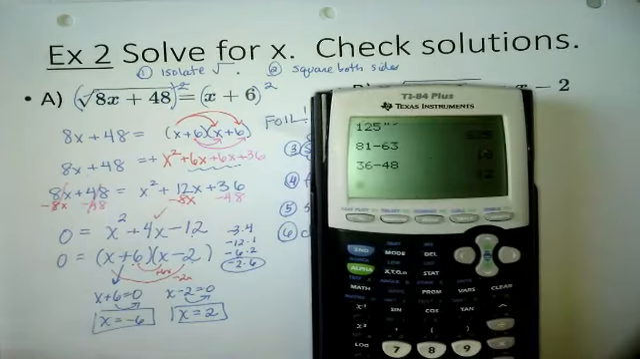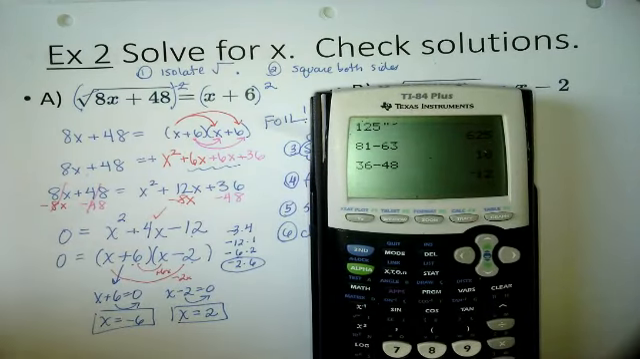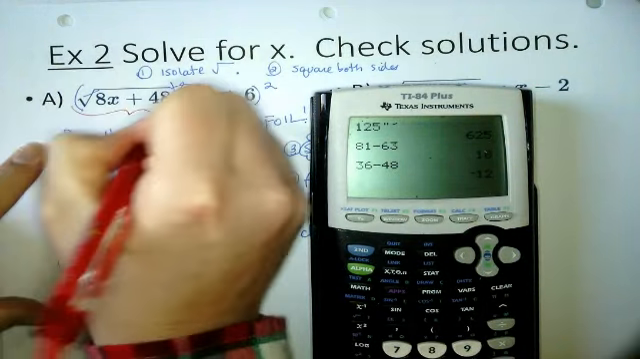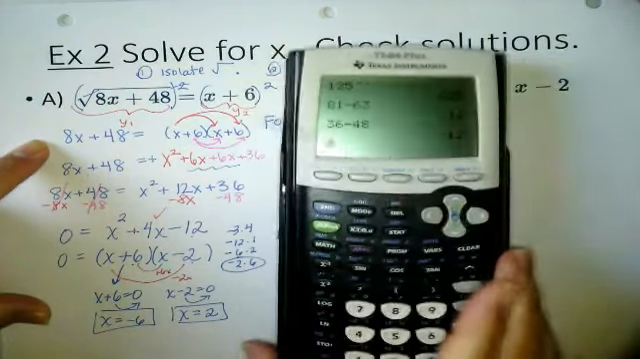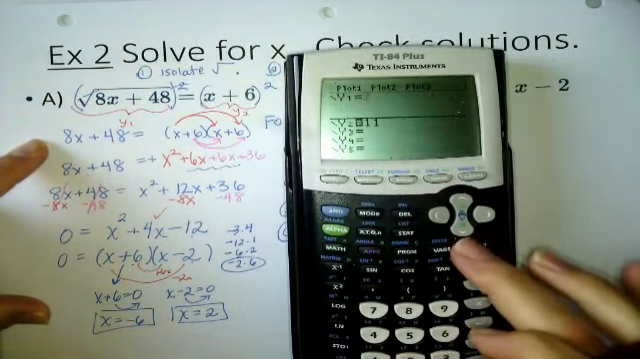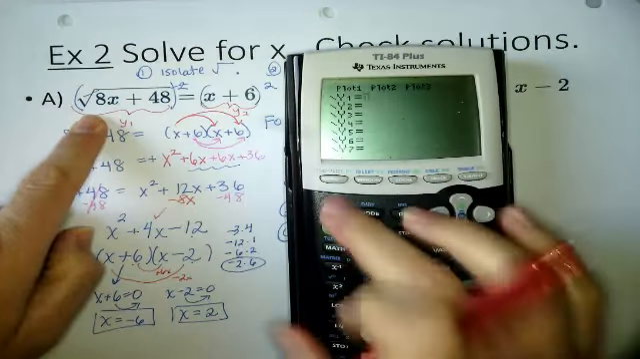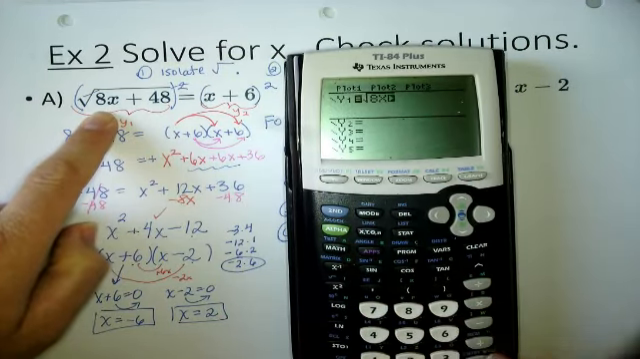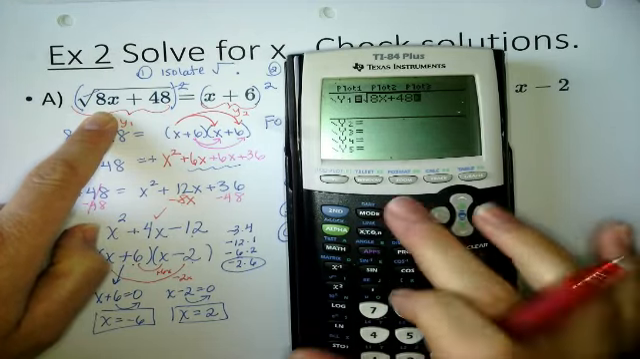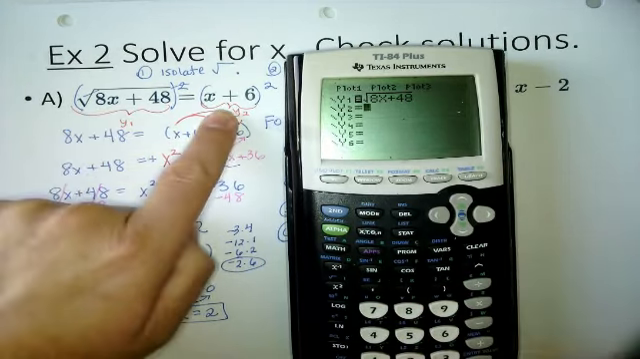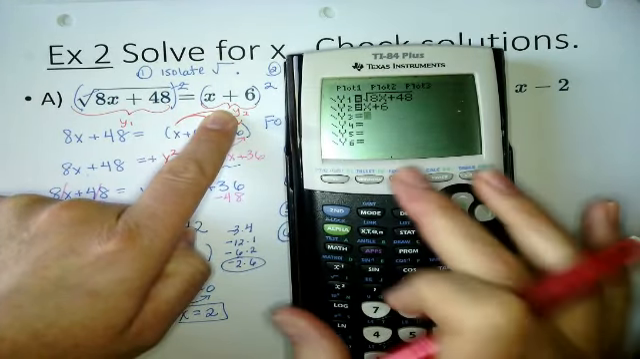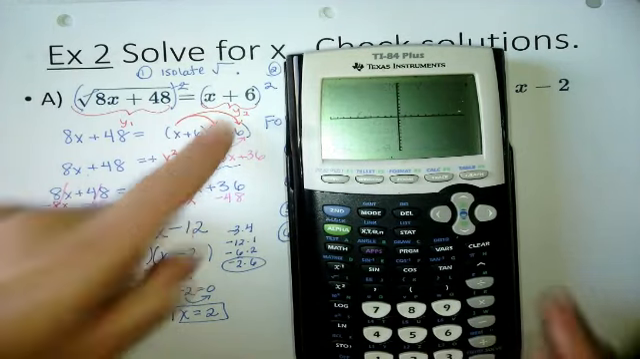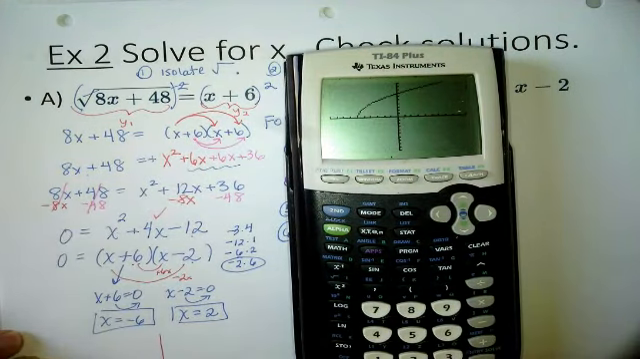And so to check, again, I'm going to go to the graph. And I'm going to put the left-hand side in y1 and the right-hand side in y2 of the original equation. Always the original. I'm never going to use anything but the original. So square root of 8x plus 48 in y1, and then x plus 6 in y2. And I'm just going to do Zoom standard to get started. And you can see we have a little sketch.